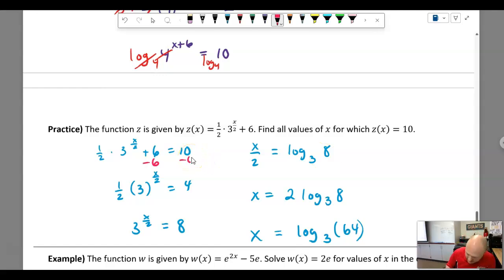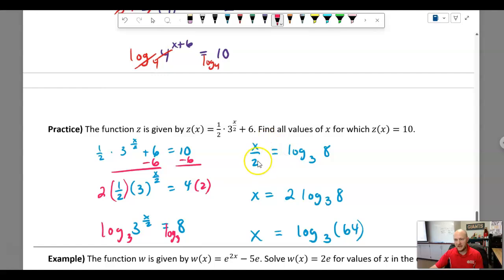So I'm going to subtract 6 on both sides first. Then we went ahead and multiplied by 2 on both sides. So multiply by 2. And we end up getting 3 to the power of x over 2 is equal to 8. And then we went ahead and took log base 3 of both sides, or rewrote it in logarithmic form. And so we get x over 2 is equal to log base 3 of 8, and then I multiplied both sides by 2. So you get 2 log base 3 of 8.